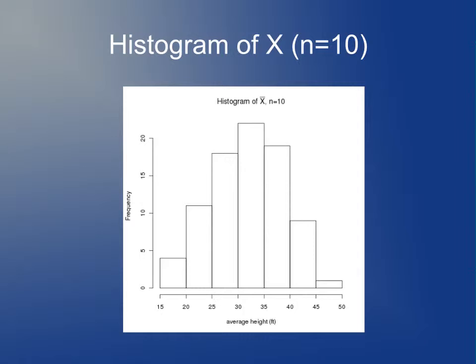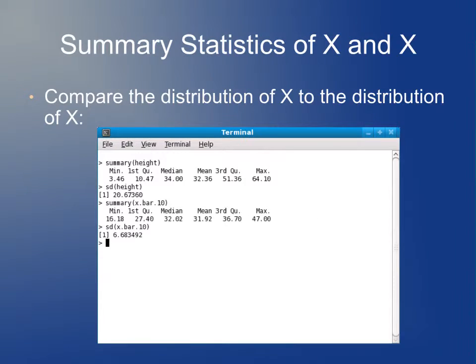Here the distribution is looking nice and bell-shaped, and if we compute the summary statistics, we see the same trend, that when you take samples of size 10, the mean and median are about the same, but the range and the quantiles are both closer to the mean and the median. The standard deviation is noticeably smaller.